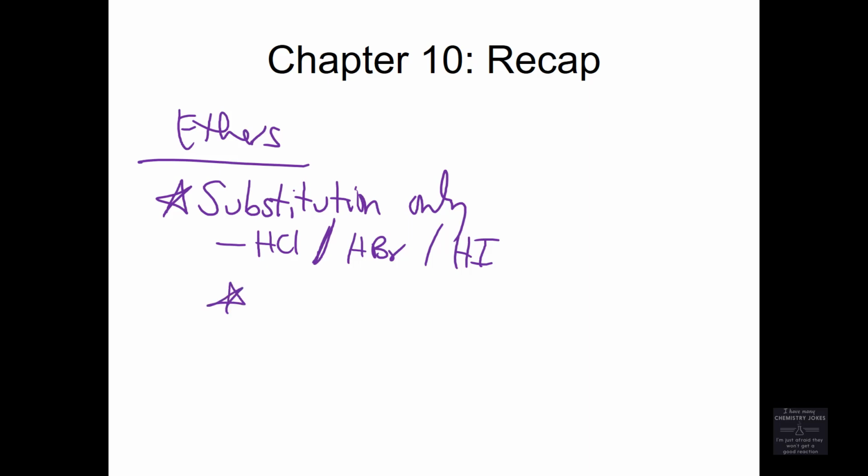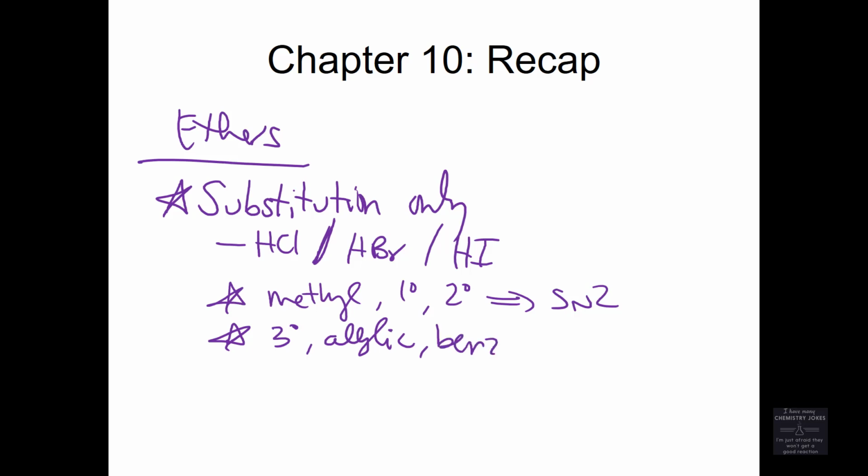So we said if it's methyl, primary, or secondary, SN2. If it's tertiary, allylic, benzylic, SN1. And I pointed out when we talked about it then, and I will point it out again now, secondary is different. Alcohols that are secondary make carbocations. Ethers that are secondary do SN2.